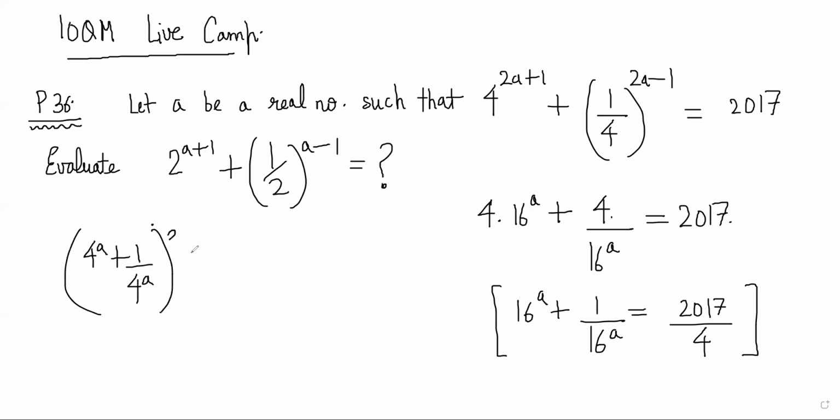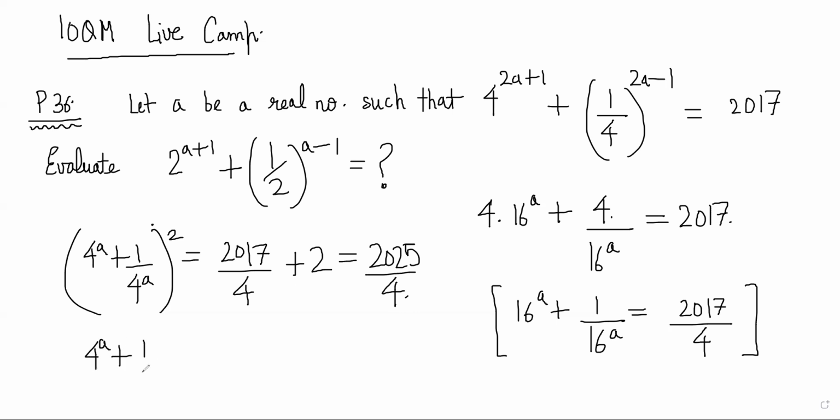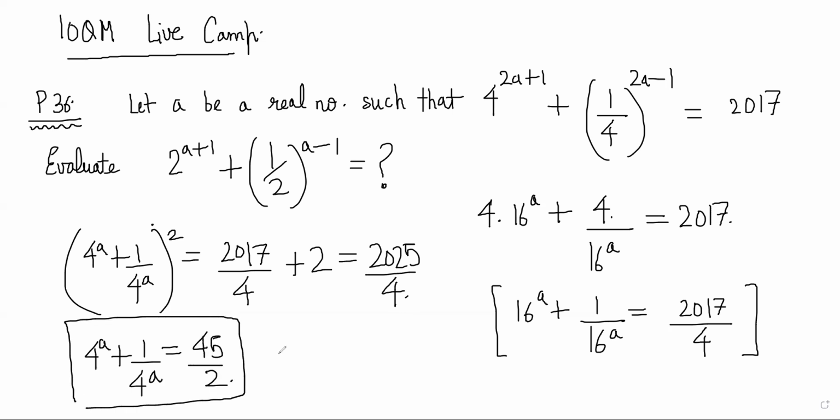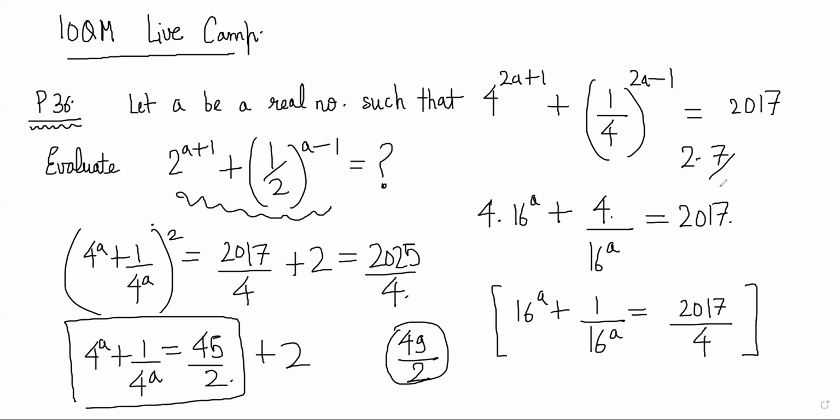So it became 4a plus 1 by 4a whole square is equal to 2025 by 4. So 4a plus 1 upon 4a is equal to 45 upon 2. And then I repeated the method, added 2 to both the sides. So 49 by 2. So it became 49 by 2 is equal to 2 to the power a plus 1 by 2 to the power a. So in this term, it's just 2 into 2 to the power a plus 1 upon 2 to the power a. It is 2 into 7 by root 2 basically.